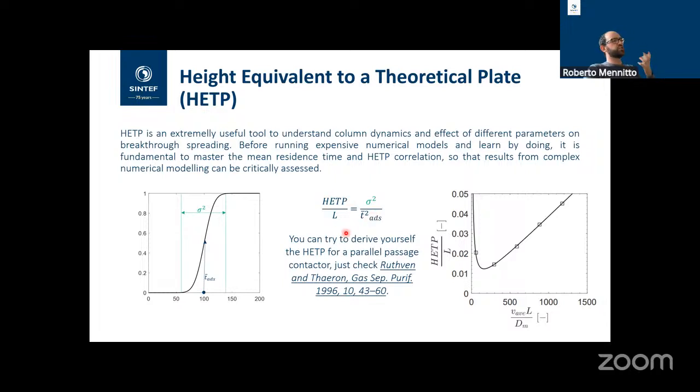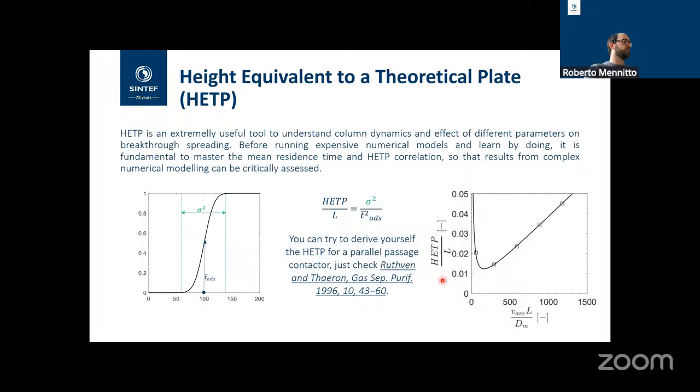So in a way, the HETP is the normalized variance of the breakthrough curve, meaning the higher the HETP, the broader is going to be the breakthrough curve. So in a process, we will try to optimize it in a way that the HETP is very small, so that the dispersion is kept at minimum. And of course, this is the very popular plot that you find sometimes, which is basically the HETP versus either velocity or a Peclet number, where you see that there is a minimum and then the HETP comes up.